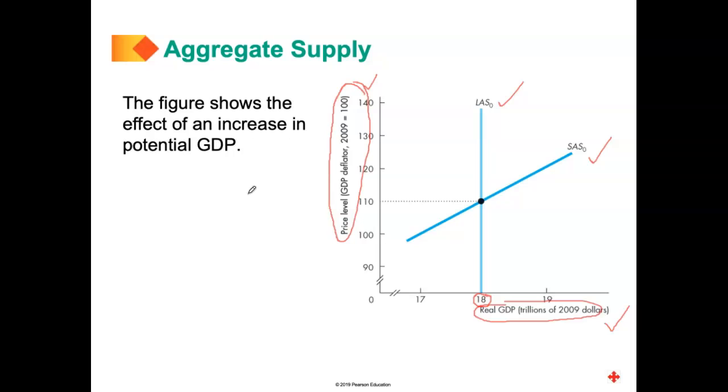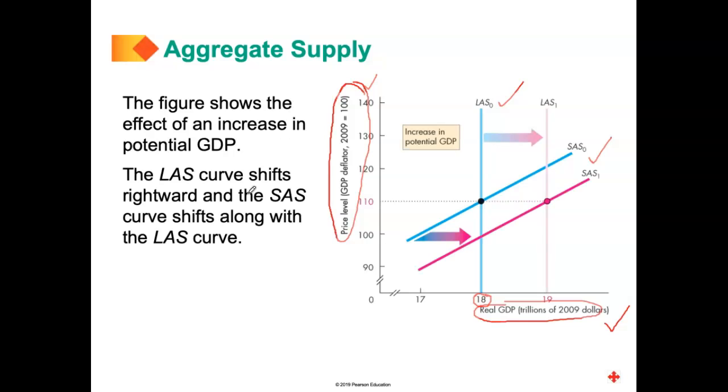If there's an increase in potential GDP, remember the long run aggregate supply curve will shift to the right, and the short run aggregate supply curve will shift to the right as well. Okay, the short run aggregate supply curve will shift to the right to the point where the new equilibrium, let's call this A and let's call this B, is equal to the original price level.